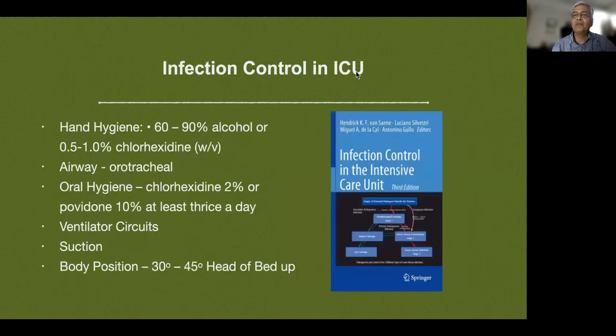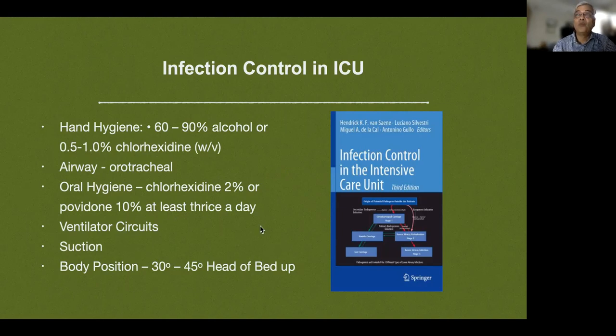Infection control is one of the most important things in an ICU. Hand hygiene must be maintained at all times with either use of hand wash or with use of 60 to 90% alcohol or 0.5 to 1% chlorhexidine weight by volume. In case of patients, the airways must be managed with good sterile orotracheal suctioning. Oral hygiene of patients should be maintained using chlorhexidine 2% or povidone 10% at least thrice a day.